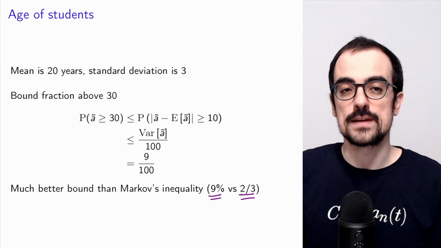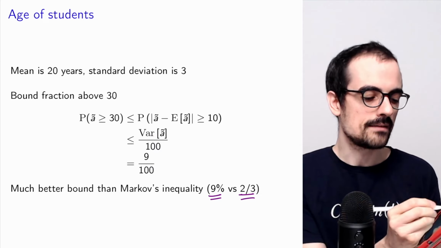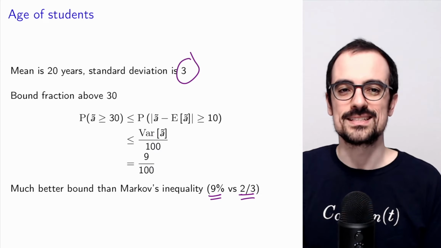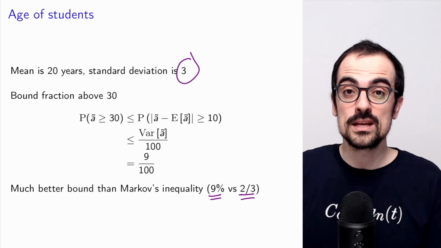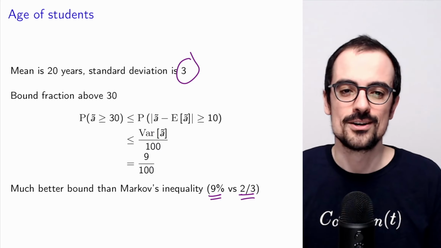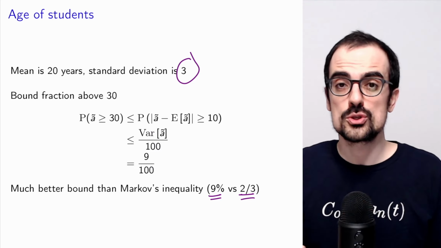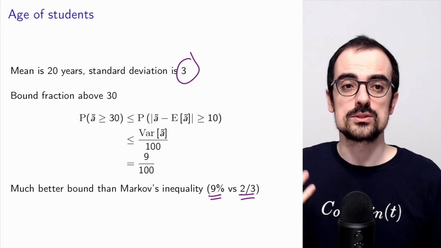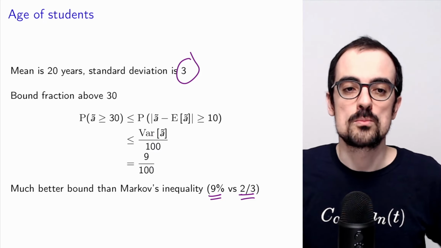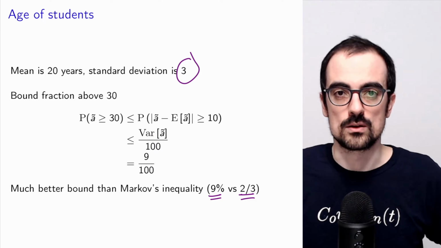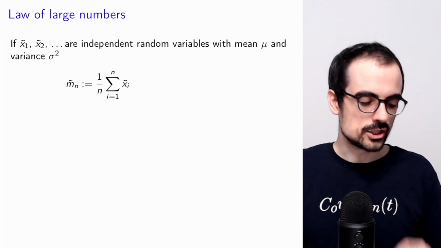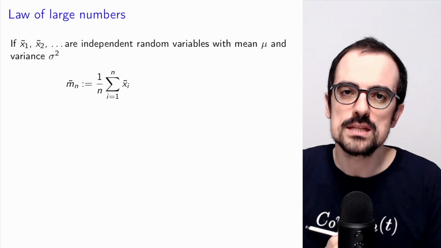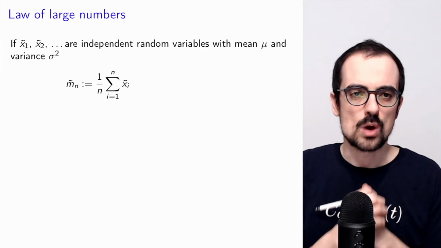Of course, this is not fair for Markov's inequality because here we have this important information that the standard deviation is actually equal to 3, which constrains the problem further. But this just shows you how to incorporate information about the standard deviation to get tighter probability bounds using Chebyshev's inequality.